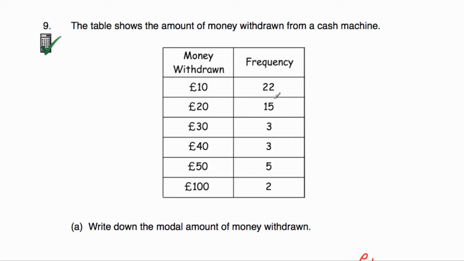So let's find out how many numbers there are altogether. So there's 22 plus 15 plus 3 plus 3 plus 5 plus 2. Working out the total frequency gives us 50 numbers. So if we were to write out our list, there'd be 50 numbers altogether.